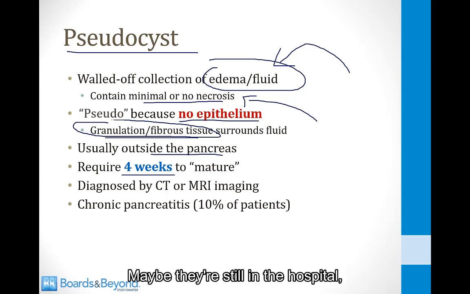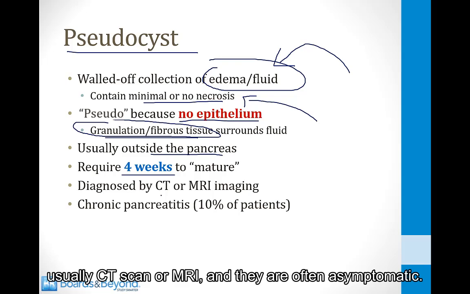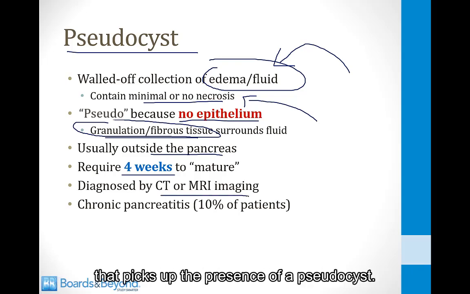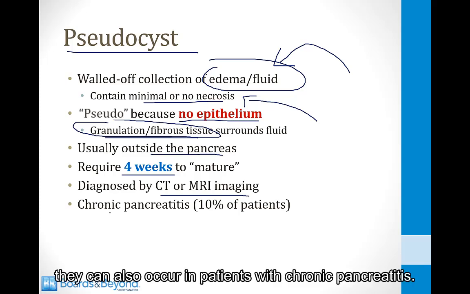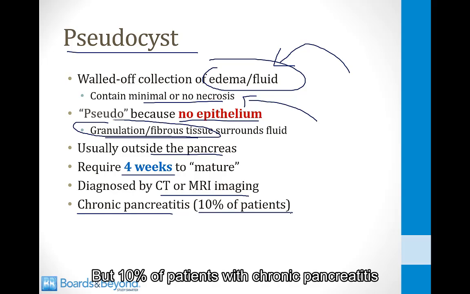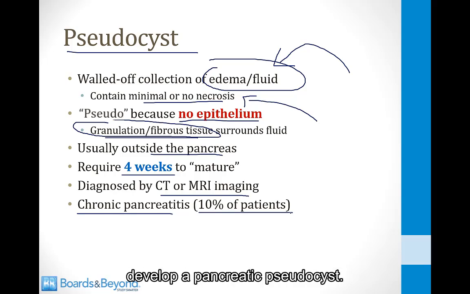Maybe they're still in the hospital, or maybe they're coming for follow-up. They're usually diagnosed by imaging, usually CAT scan or MRI, and they are often asymptomatic, so it's simply the routine imaging that picks up the presence of a pseudocyst. And although they often occur in patients with acute pancreatitis, they can also occur in patients with chronic pancreatitis. About 10% of patients with chronic pancreatitis develop a pancreatic pseudocyst.